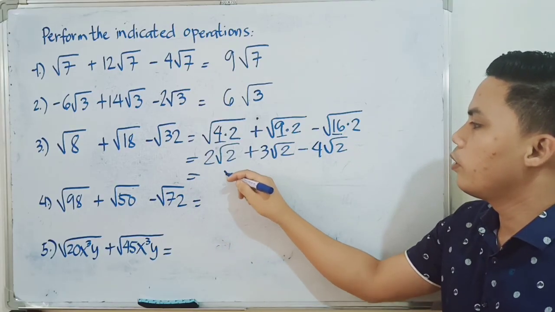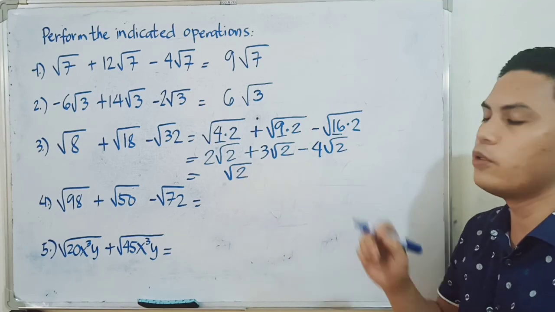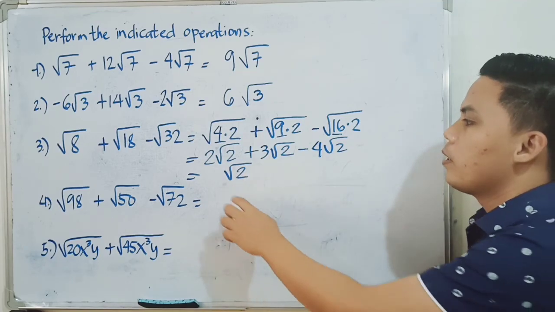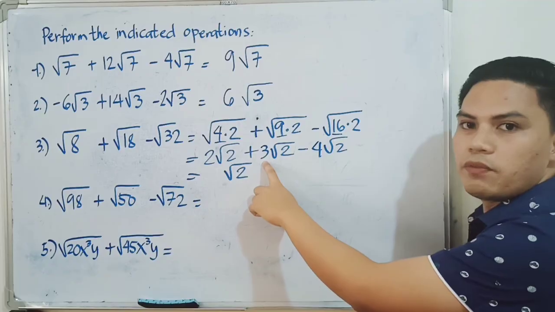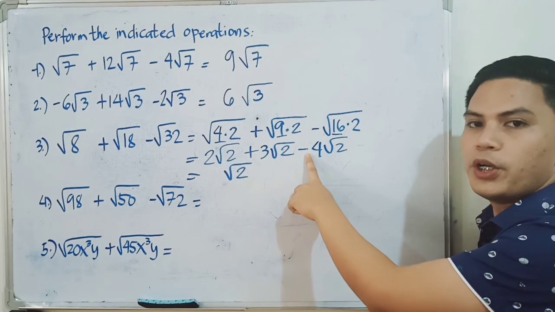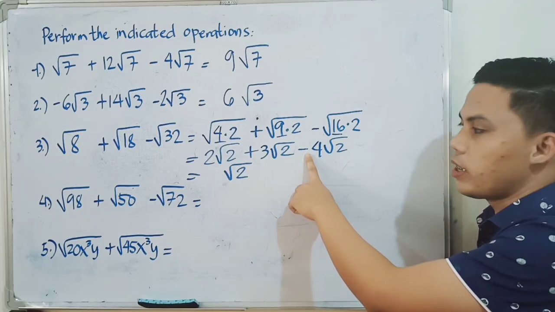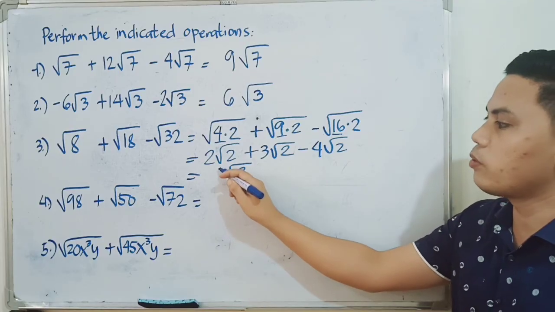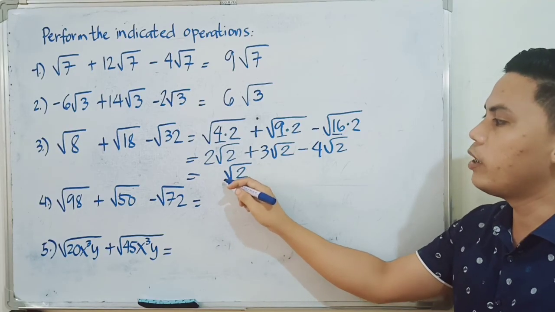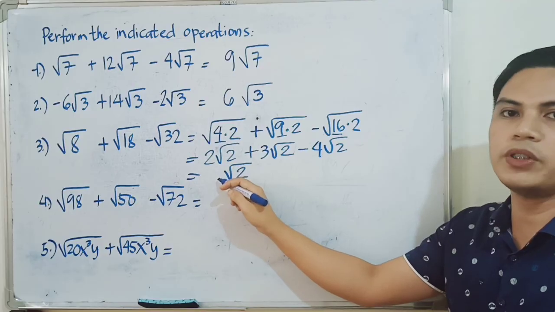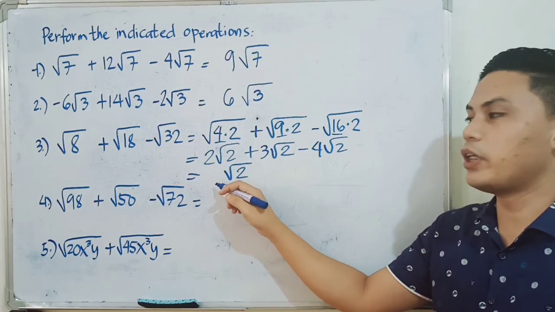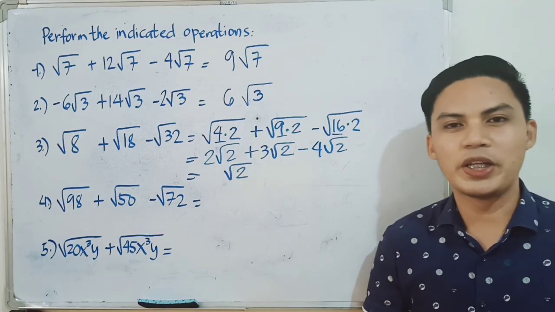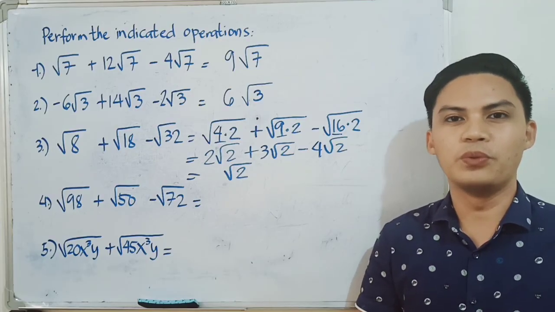So, kokopyahin lang natin yung same nila na radical. Then we have 2 plus 3, that is 5. 5 minus 4, that is equal to positive 1. So there's no need na isulat pa yung 1 dito. Automatic, pag wala nakalagay na numerical coefficient, the numerical coefficient is already equal to 1. Therefore, our final answer is square root of 2.